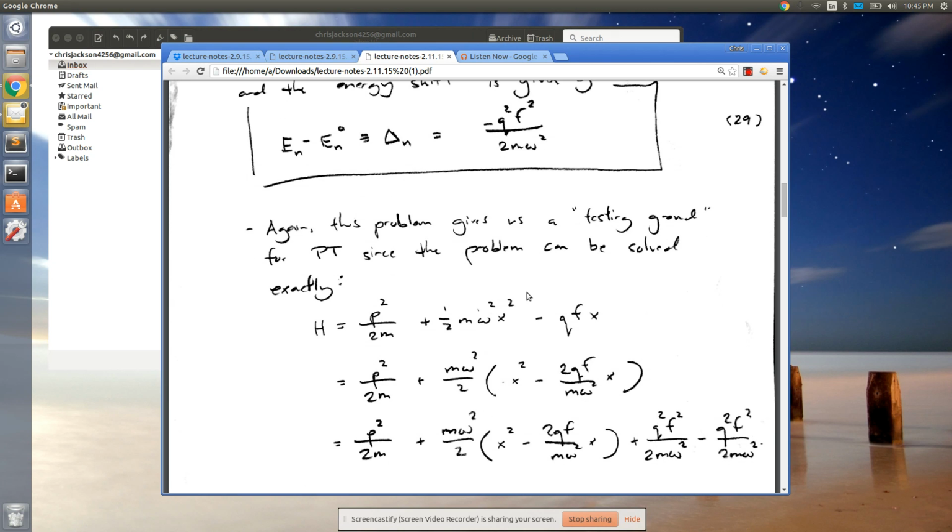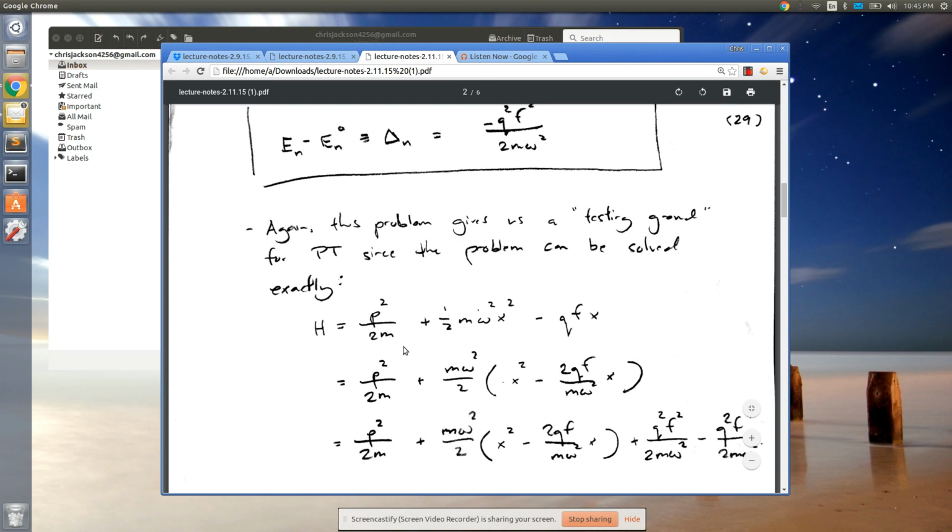Okay, so in the exact solution, you put all this stuff on the same line, and anytime you see something like this, x squared and then this term that's linear in x, this thing is begging to be completed, right? To complete the square, okay? And so that's what we're going to do. So we're going to pull out this factor of m omega squared over 2, so that I get the x squared term with a coefficient of 1.